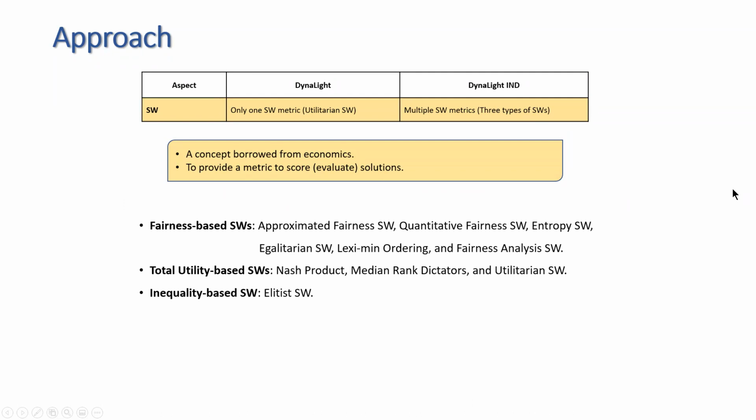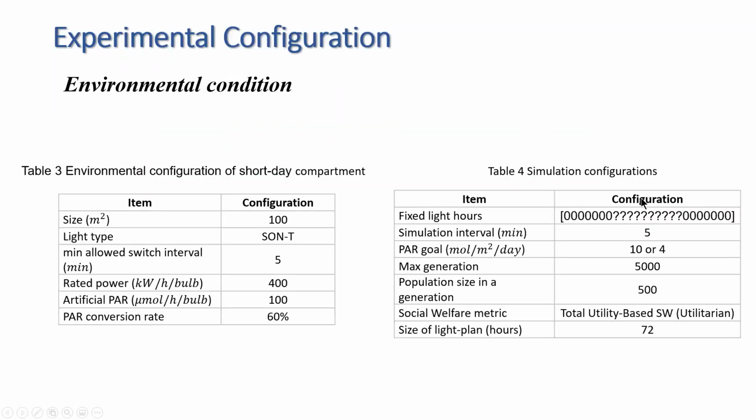This is a concept that is borrowed from the economics area. The social welfare matrix can provide a metric to score solutions for selecting the final light plan from the Pareto Frontier. In the old version, it has only one social welfare matrix, and that is utilitarian. But in the new version, it has multiple such metrics, so it's more flexible.